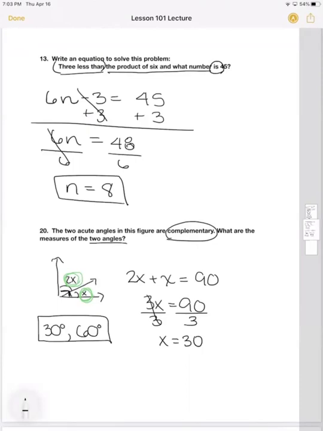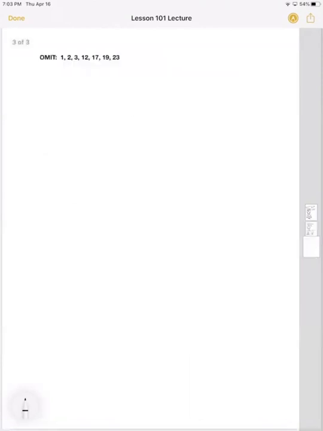Okay, now, you thought I forgot about omissions, didn't you? I did not. So let's go to the next page, and here at the top are your omissions for today. 1, 2, 3, 12, 17, 19, and 23. There are 7 omissions, and we've done 2 from the homework set on the previous page, so you've got 21 problems to do.